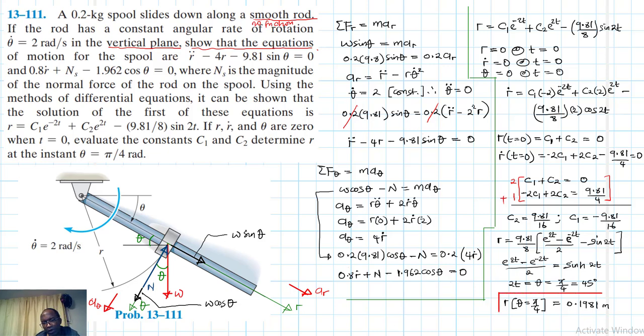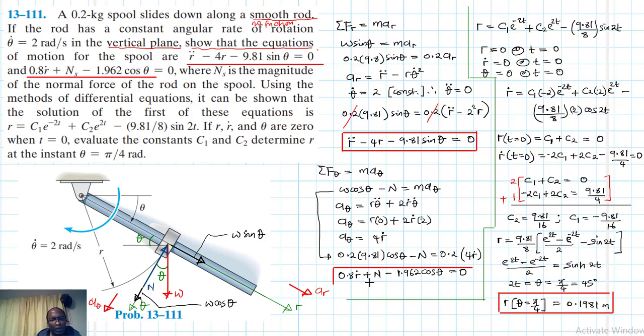I think this is about it. We found the value of r. We've also proved the two functions which we found here. We do have it here, right? And we also have it here, right?